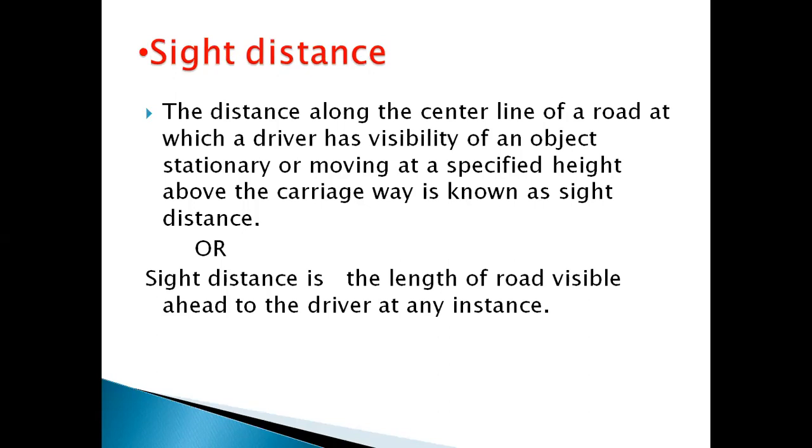Sight distance is the distance along the center line of the road which is visible to the driver. That is, when we travel on the road and drive a vehicle, the distance which can be seen by our eyes is the sight distance. Or, the sight distance is the length of road visible ahead to the driver at any instant.